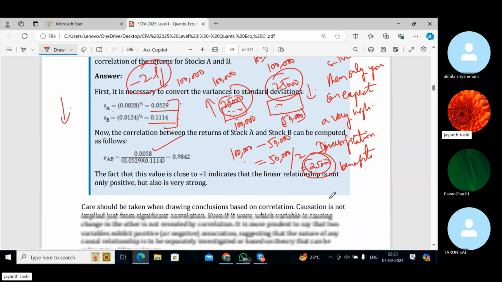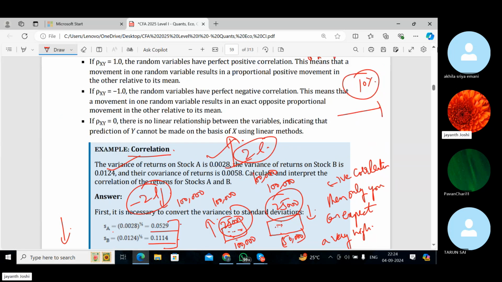0.0058, you get the correlation 0.9842. Okay, this is almost touching 1. It shows there is a very strong positive relationship between stock A and stock B. If stock A increases, there is a 100% chance stock B will also increase, or decrease.